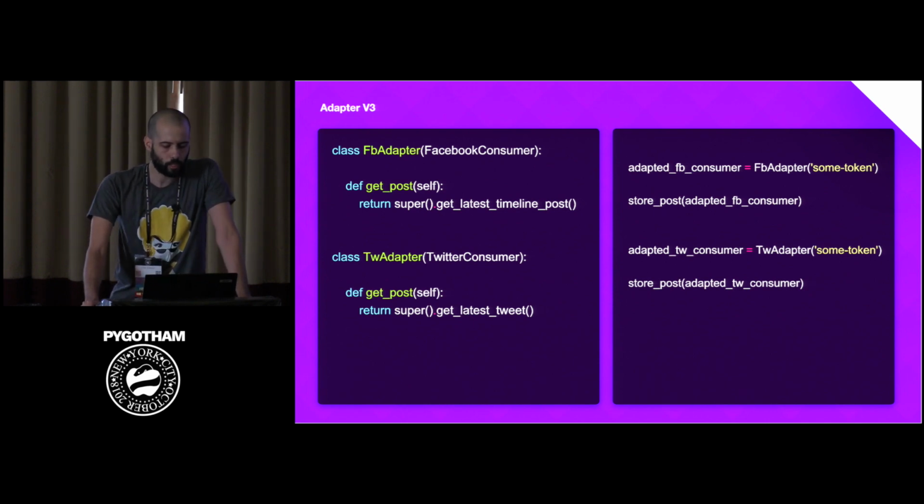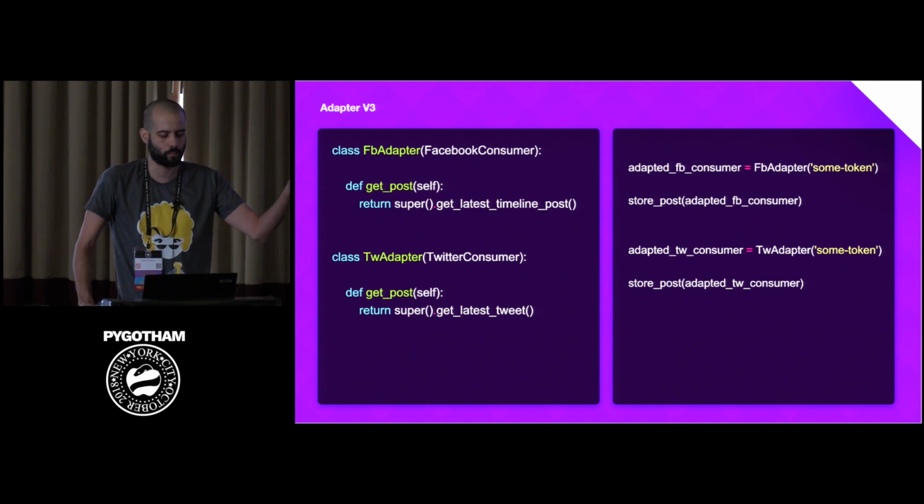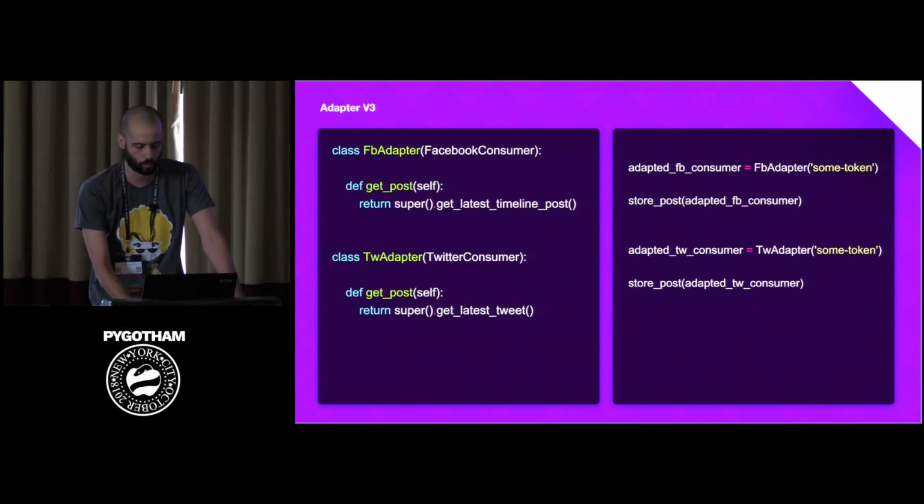But here, we just extended from a class, and we write a get post for both new classes, and we call it directly. So we just inherited and created a new common method that calls the correct method inside the other class.